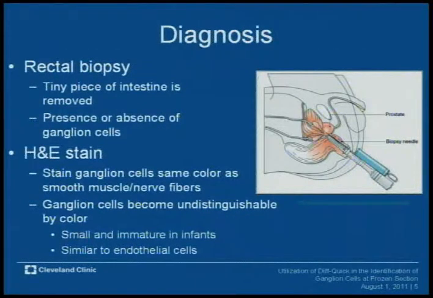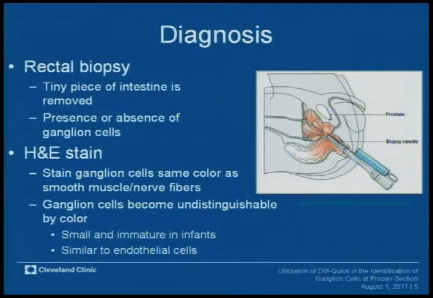The most common and effective method of diagnosis for Hirschsprung's disease is a rectal biopsy, where a tiny piece of intestine is removed from the patient. The tissue is then processed, stained, and reviewed under a light microscope by a pathologist. In order to form a diagnosis, the pathologist observes the tissue for the presence or absence of ganglion cells. This identification must be performed rapidly in order to confirm a diagnosis and alleviate symptoms of the disease.